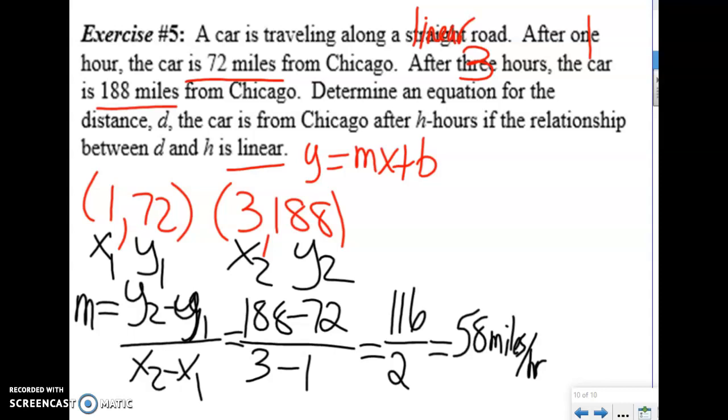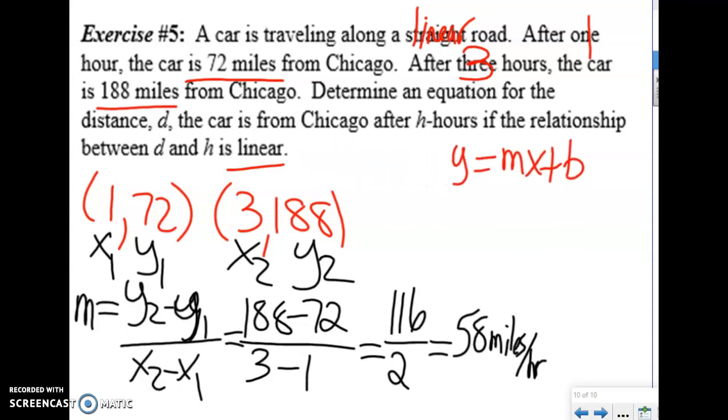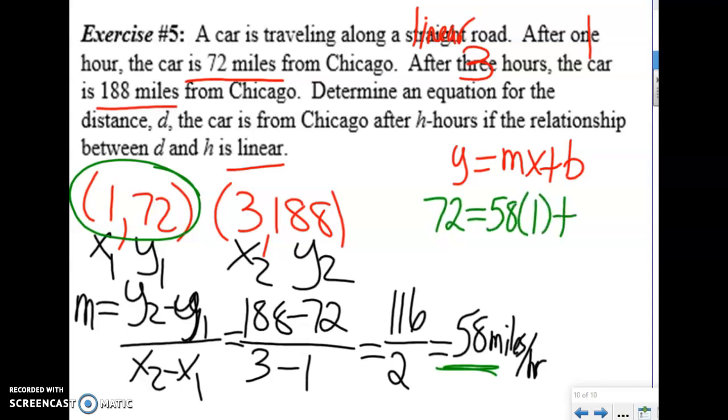Well, let's take what we know. We know this equation has to be used. We have the slope. Now we've got to pick a point. I'd say this one would be the easiest one to use, because it's the smallest. So 72 for y, 58 for m, 1 for x, plus b.